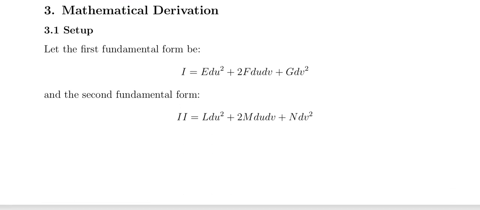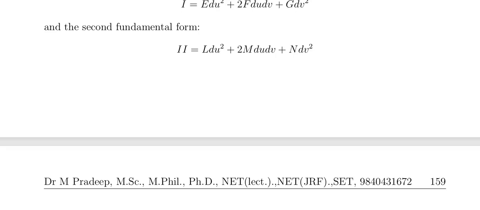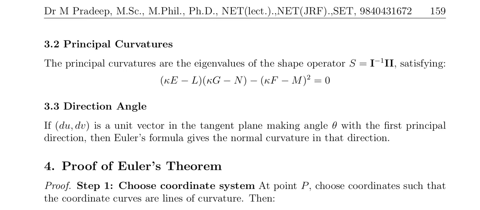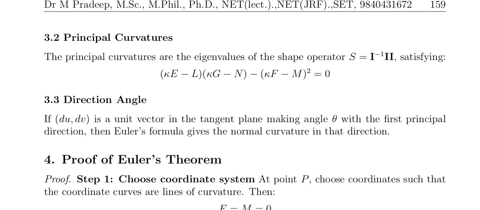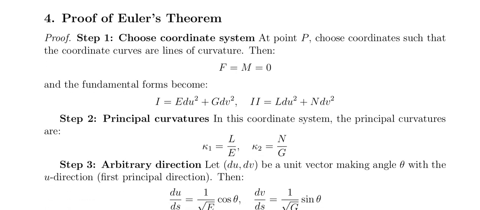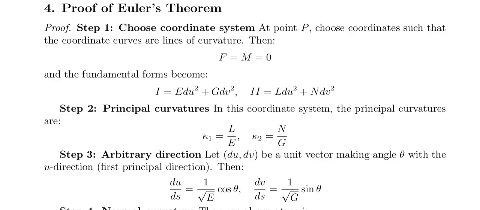So what is the first fundamental form? What is the second fundamental form? You know already, பார்த்தது தான். The principal curvatures are the eigenvalues of the shape operator S equal to I inverse II. This is the proof of Euler's theorem.